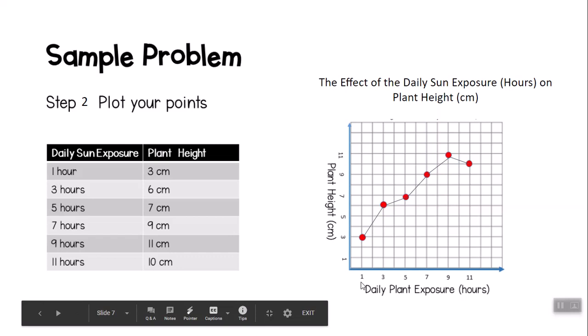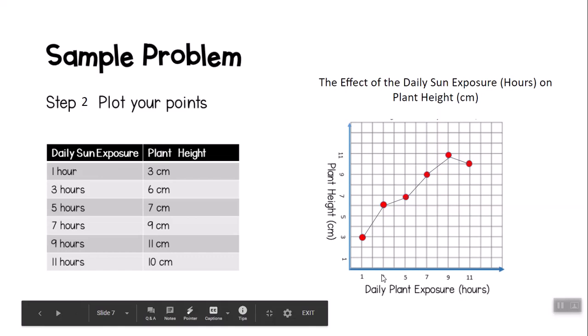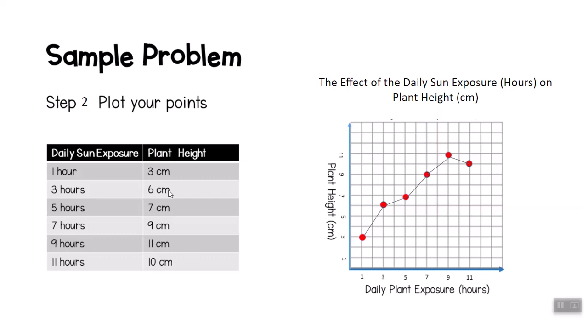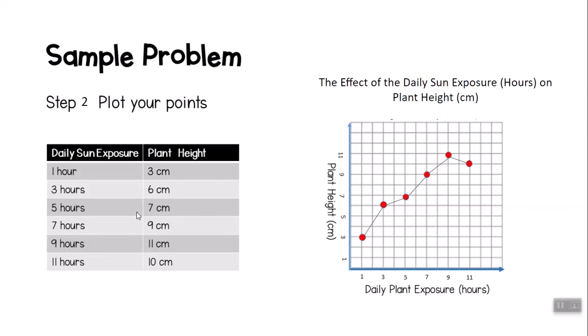So at 1 hour, the plant grew 3 centimeters. At 3 hours, the plant grew 6 centimeters. At 5 hours, the plant grew 7 centimeters. So that's how we filled in the graph.